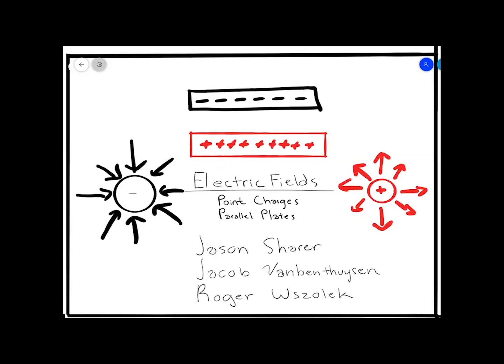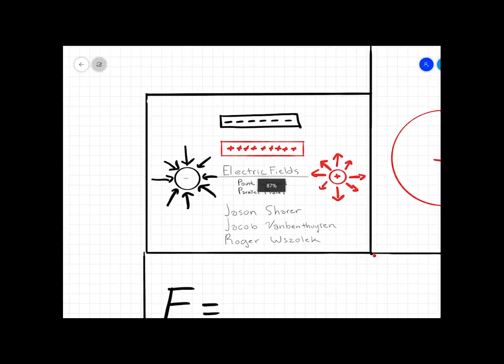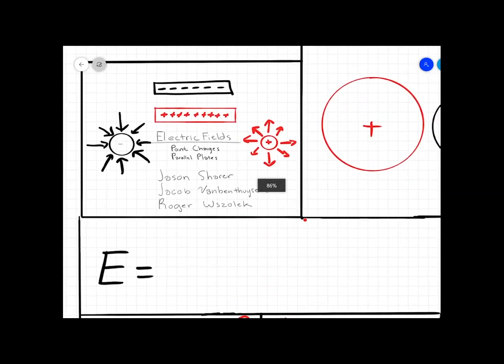We're going to talk about the electric field of point charges and parallel plates. Every charge has an electric field that surrounds it and exerts a force on all other charges in the field. This field expands radially and goes throughout all of space.